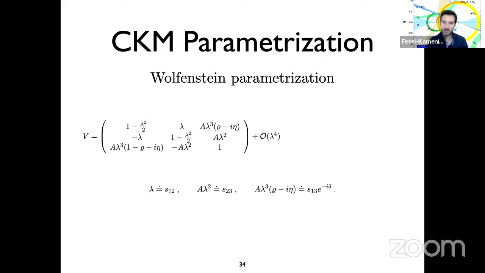And in a general way, so for example, the sine of the 2,3 angle is lambda squared times an order 1 parameter A, while sine of the 1,3 angle is order lambda cubed and is parameterized in terms of two additional order 1 parameters, a real rho parameter and an imaginary eta parameter, which parameterizes the presence of a phase in the off-diagonal, so the mostly off-diagonal elements of the CKM in this particular parameterization.